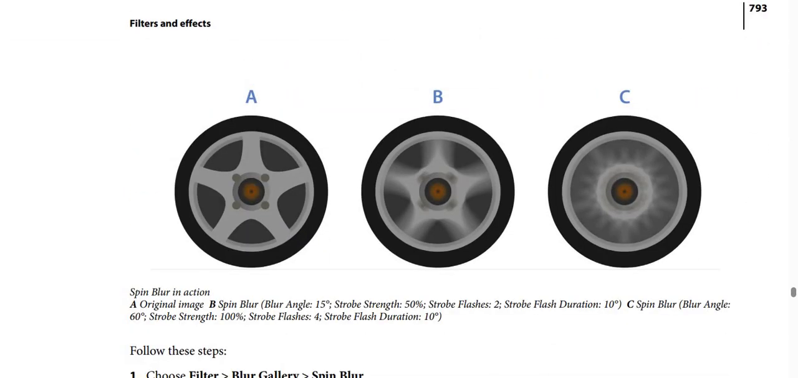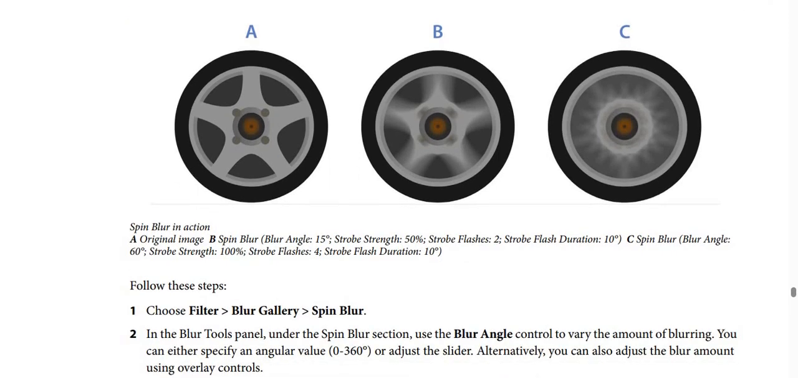Like the next images now, we have A and B and C. This image, by the way, explains for you spin blur in action. A means original image, and B is spin blur angle 15, strobe strength 50%, strobe flashes 2, and strobe flash duration 10. And C means blur angle 60, strobe strength 100%, strobe flashes 4, and strobe flash duration 10. And also you have to follow these steps now.